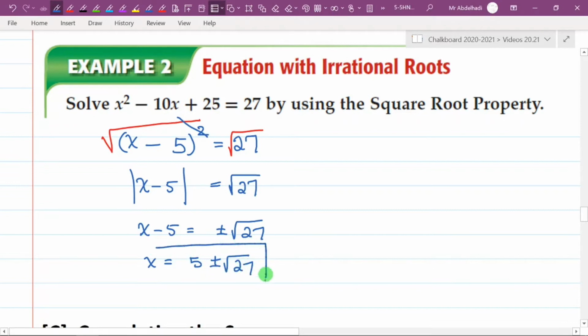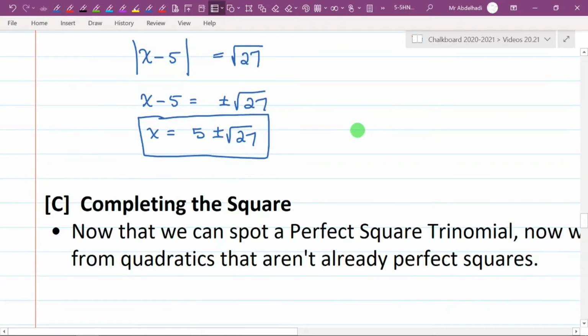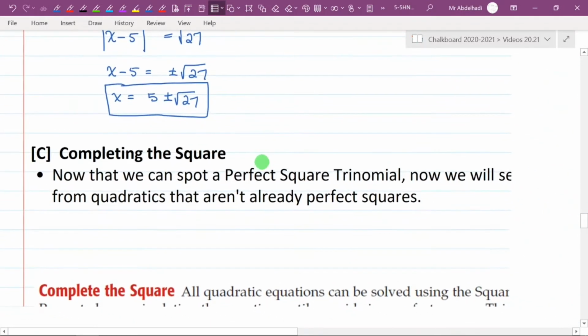So this is two answers here, 5 plus the square root of 27 and 5 minus the square root of 27. But it's an exact answer. They're both exact answers. There's no decimals, there's no rounding, there's no problems. Later on, we'll learn how to simplify this a little bit more, but like I said, that's coming up in a future lesson. So now we understand how to use the square root property, and we know how to spot a perfect square trinomial.